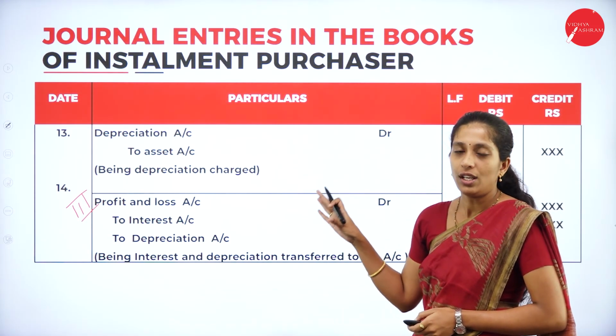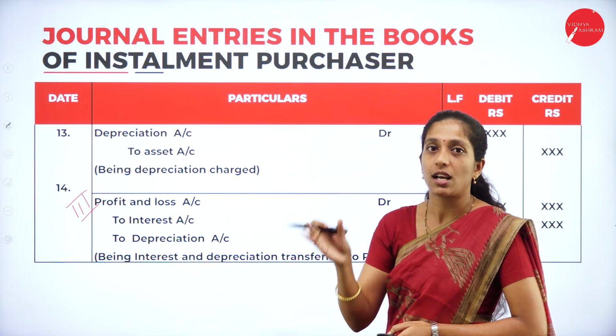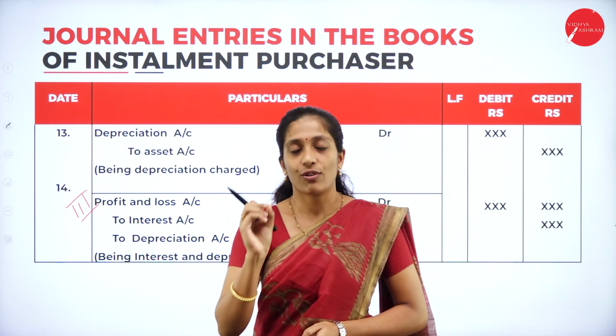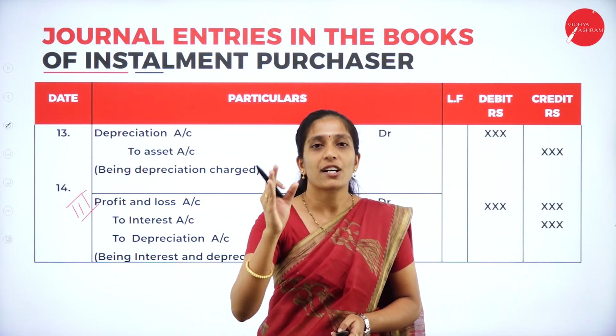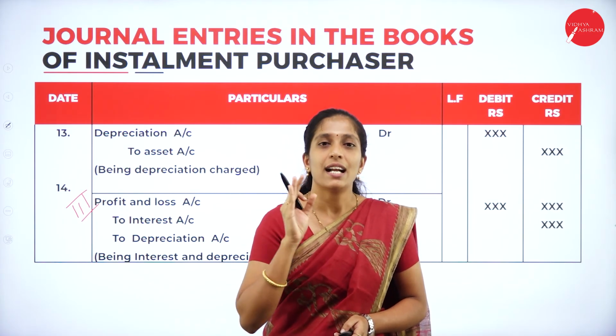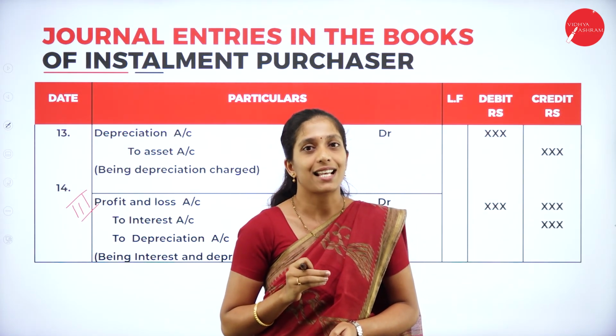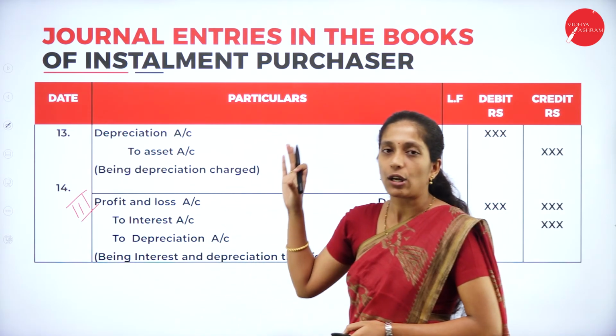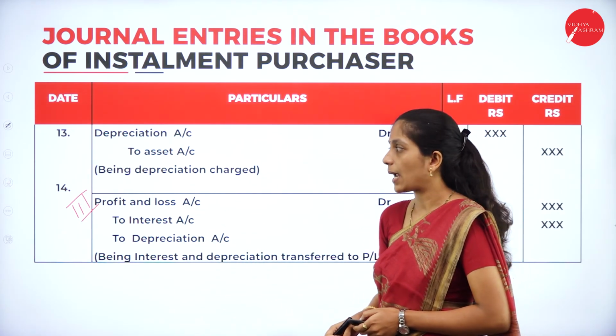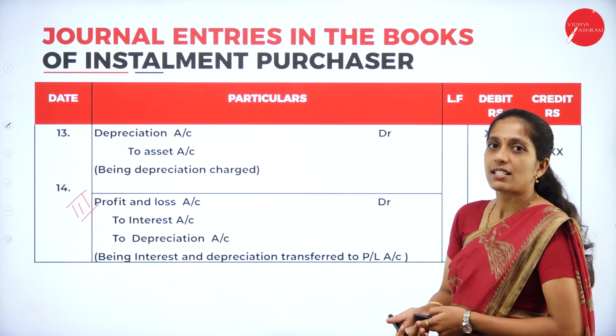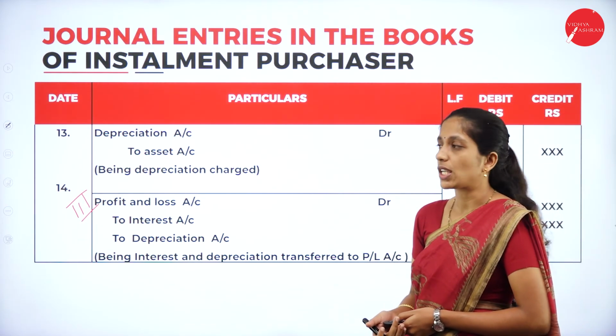So this is how it works. It is the same as the hire purchase system, the only thing is that here you have to add the installment purchaser as well as the installment seller. At the same time, you are going to have a new account, that is the interest suspense account. Other than that, all the entries remain the same. So these are the journal entries in the books of the installment purchaser.